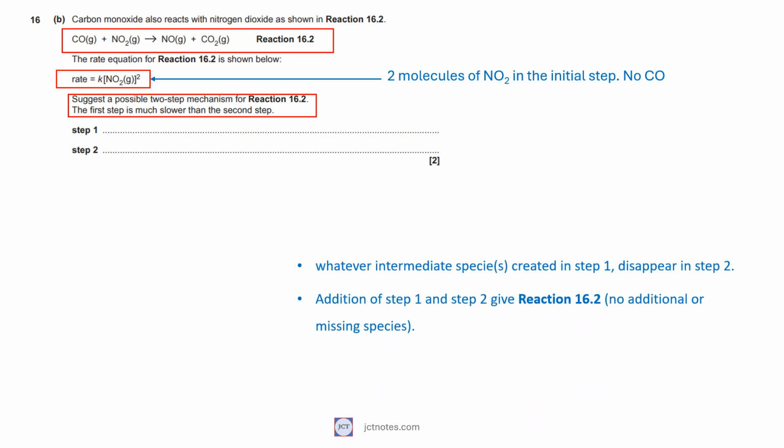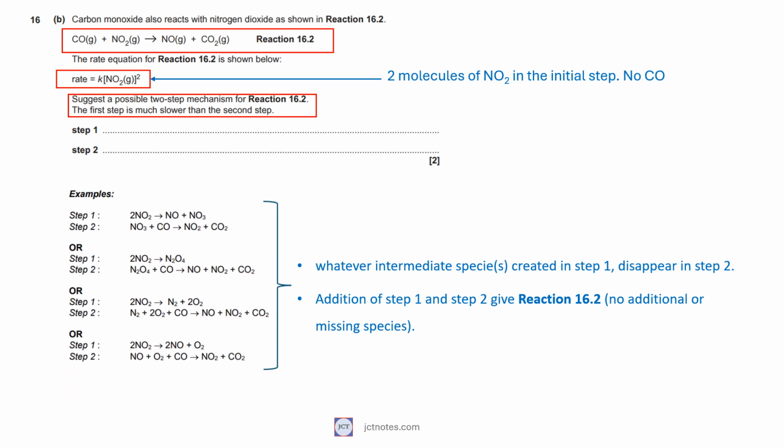Second, whatever intermediate species that we create in step 1 will need to disappear in step 2. Third, if we add step 1 and step 2, we should get reaction 16.2, with no additional or missing species. There are several possible solutions. I copy here the examples given in the marking scheme.